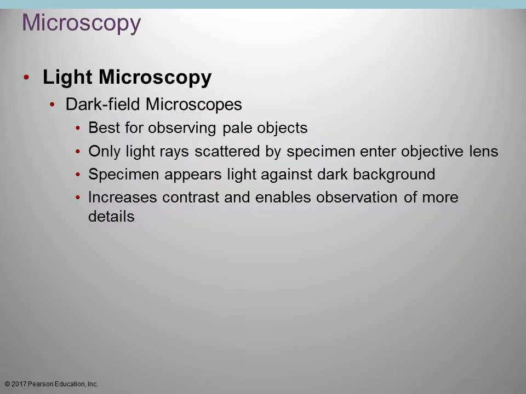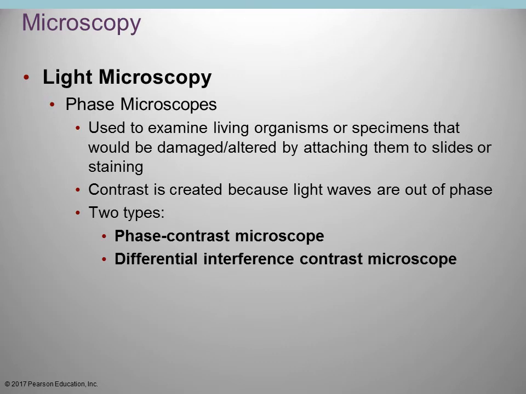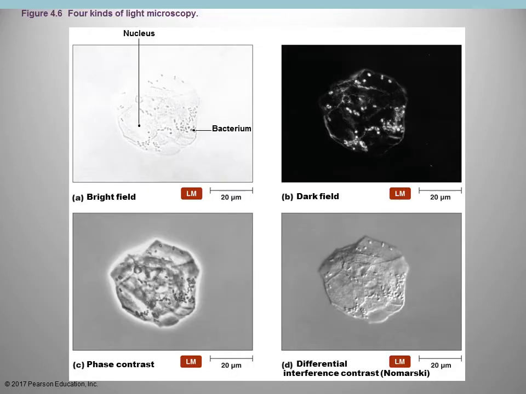Another type of light microscopy is dark field microscopy. This will help when you're looking at something that's very pale. The specimen is going to appear light against a dark background, so that's helping to increase the contrast so that you can see it better. Phase microscopes are often used to examine living organisms, or a type of specimen that could be damaged when you attach it to a slide or when you stain it. There are two types: a phase contrast and a differential interference contrast microscope.